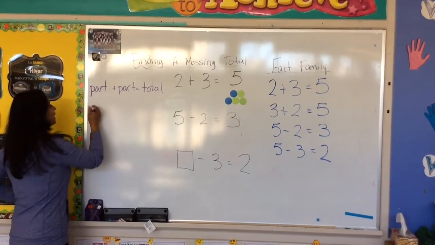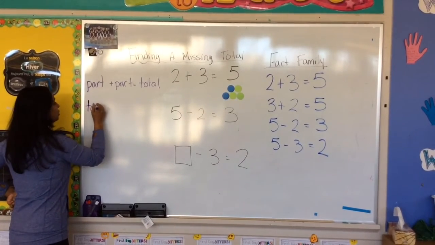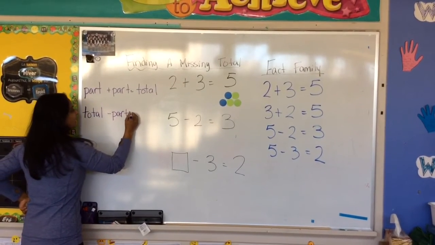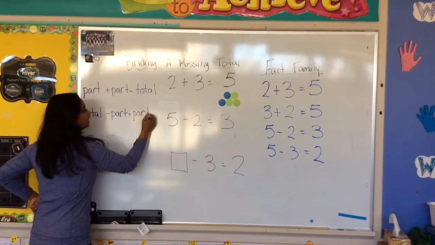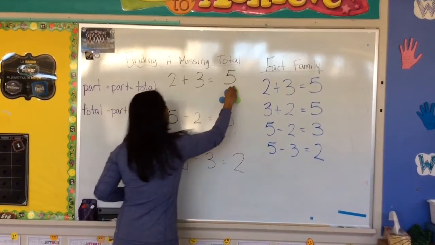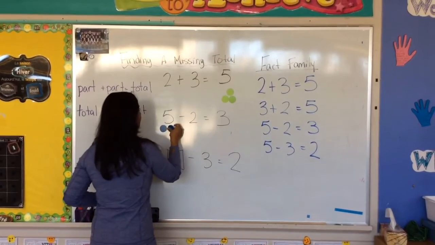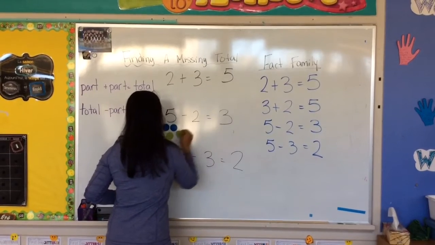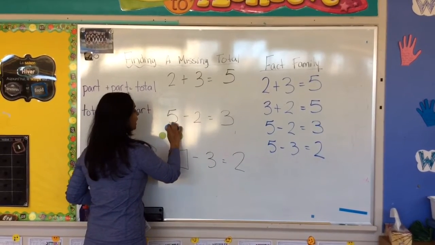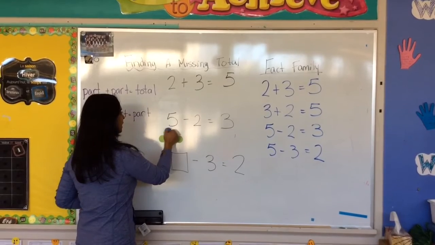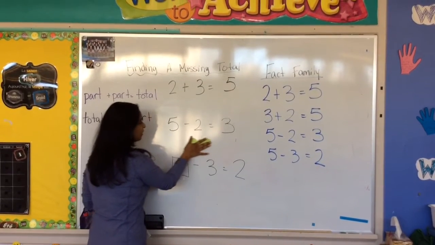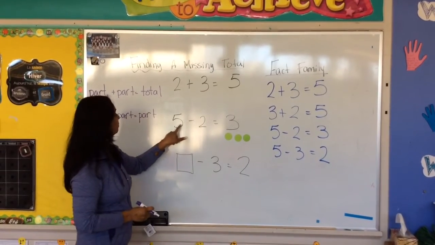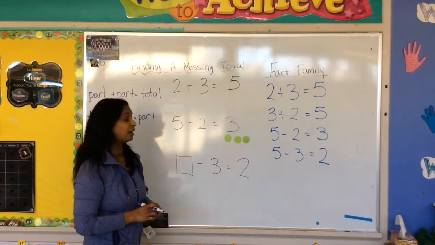Now when we subtract, we're starting with the total. That means we start with the big number and then we take away a part, and that leaves us with the other part. So I'm going to show you here what I mean. So I've now got all of my marbles, all the blue and the green together, and then I'm going to take away 2. So I'll take away the 2 blue, and that will leave us with the 3 green. So I've started with my big number, I've taken away a part, and now I've got another part left.